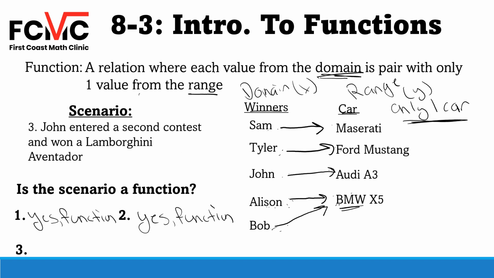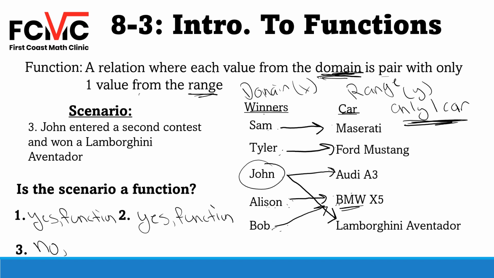John entered a second contest and won a Lamborghini Aventador. So here's our Lamborghini, and now we can update our mapping rule and draw our arrow from John to the Lamborghini. So now our question is, does each person have access to only one car? Is each member in our domain paired with only one value in our range? Is each winner paired with only one car? So now the answer is going to be no, in particular because John is paired with the Audi and the Lamborghini.